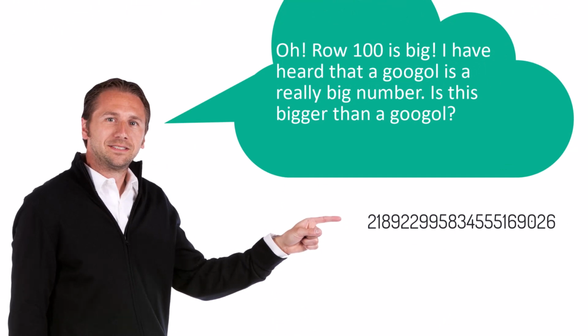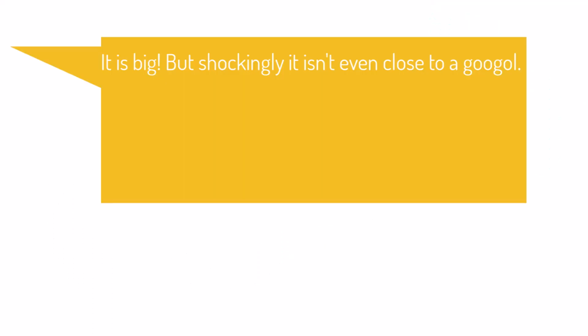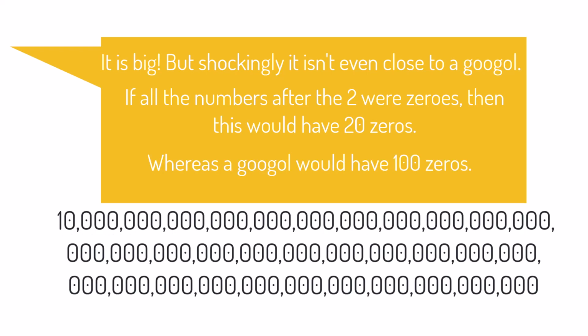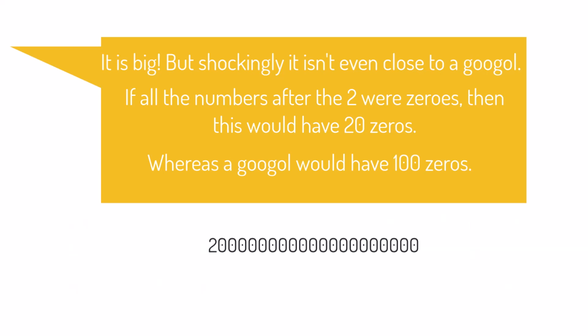I've heard that a googol is a really big number. Is that a googol? Or maybe even bigger? It is big, but shockingly, it isn't even close to a googol. If all the numbers after the 2 were zeros, then this would have 20 zeros, whereas a googol would have 100 zeros. This is still more than the number of grains of sand on Earth though, including the Sahara Desert, so it is very big.